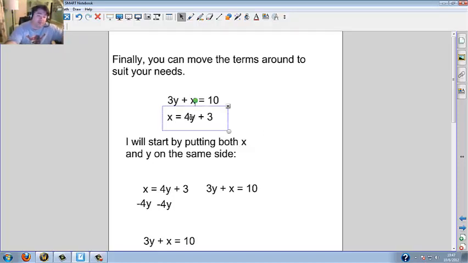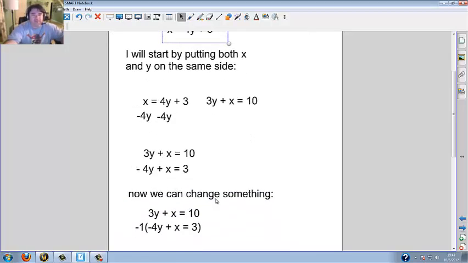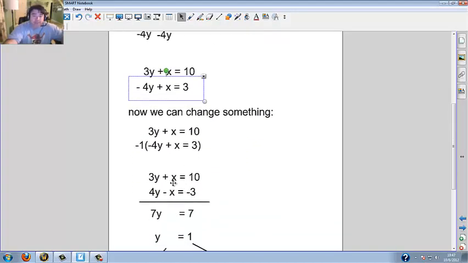So what I'm going to do with this bottom one is move the 4y over. I don't care if it's negative. Now I have them stacked up. I have the y's, I have the x's, I have the non-x and y's. So now I just have to make these merge somehow. Easiest one for me, I thought, was to take the x and make it a negative x. So I times them all by negative 1. Boom. I have my opposites, which goes away.